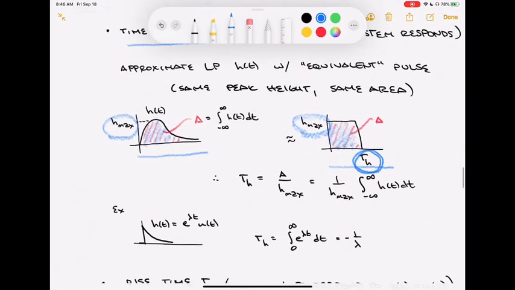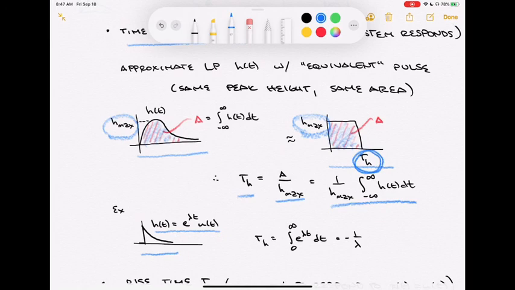So we can get a calculation for the time constant. It's just the area of the original divided by its peak amplitude. You can get that as the integral of h(t) divided by h max. As an example, I could have a first-order low-pass system with impulse response h(t) = e^(λt) u(t), where λ is just some real, negative constant, giving a decaying exponential. It's effectively blob-like. What's its effective width? What is its time constant?